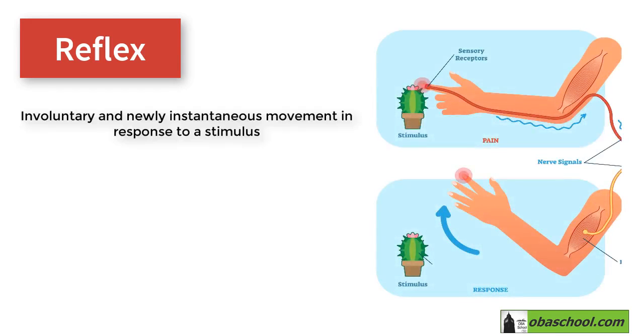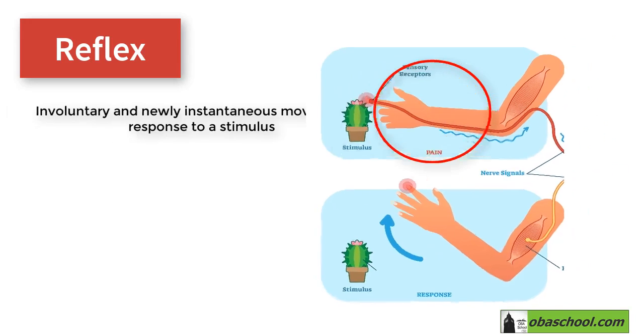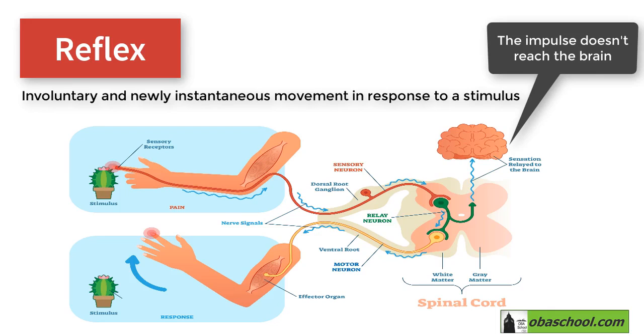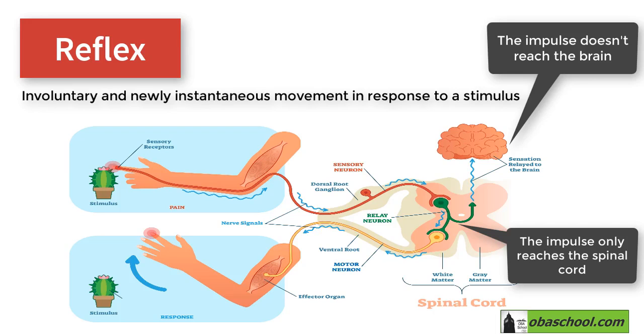In the previous tutorial, we have learned about the reflex, and we said that the reflex is an involuntary and nearly instantaneous movement in response to a stimulus. So, it is an automatic response which doesn't require a conscious thought of it, because the impulse actually doesn't reach the brain. The action is produced before the impulse reaches the brain. It only reaches the spinal cord.